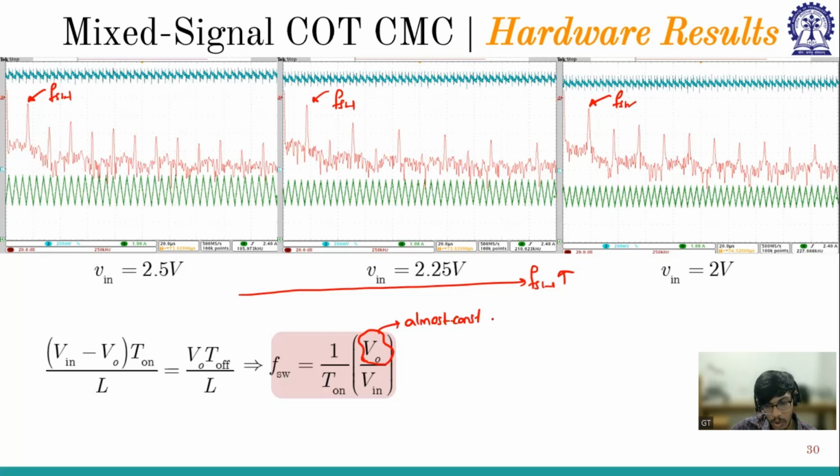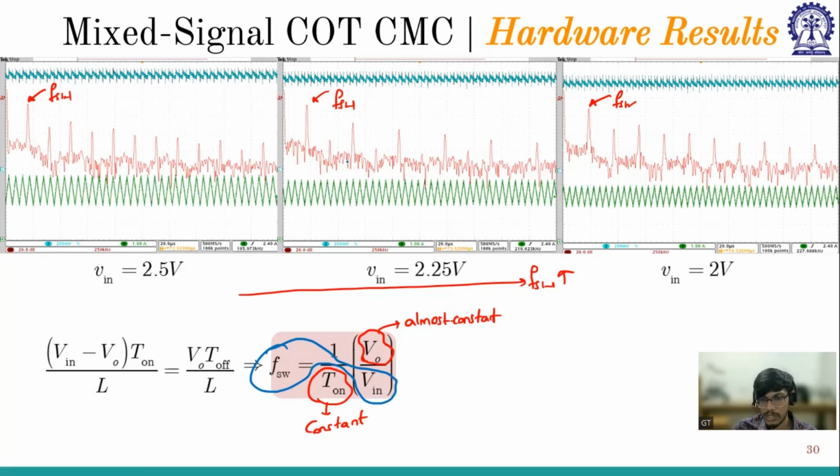And this is constant on time, right? So T on is also constant. So FSW is some constant by V in. So FSW is inversely proportional to V in. So if we reduce V in, then what will happen? Switching frequency will increase. That is what is observed here. So there is some increase in the switching frequency, which is because of whatever control technique we have selected. It is related to V in inversely. So when V in is reduced, switching frequency is increased. That is also observed in the FFT.